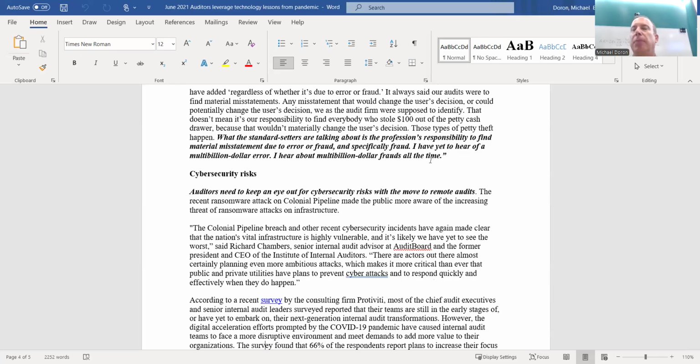A fraud leads to multi-billion-dollar losses. Companies go bankrupt, thousands of people lose their jobs, and there's a huge scandal. An error is usually not that big of a deal. Okay, so it's really more important that we find frauds than that we find errors. And we should be changing our audit practices and techniques so that we do that.